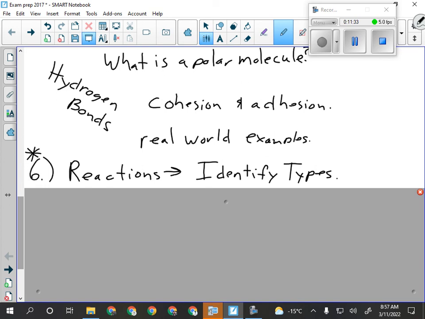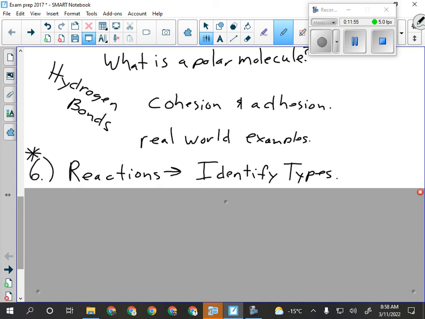Writing them out, balancing, predicting, all that kind of stuff. There's way more marks on the test about that than there is anything else. So be able to identify the types. There's a couple of multiple choice questions like, which of the following is a single replacement reaction, A, B, C, or D, stuff like that. But mostly this is written response.